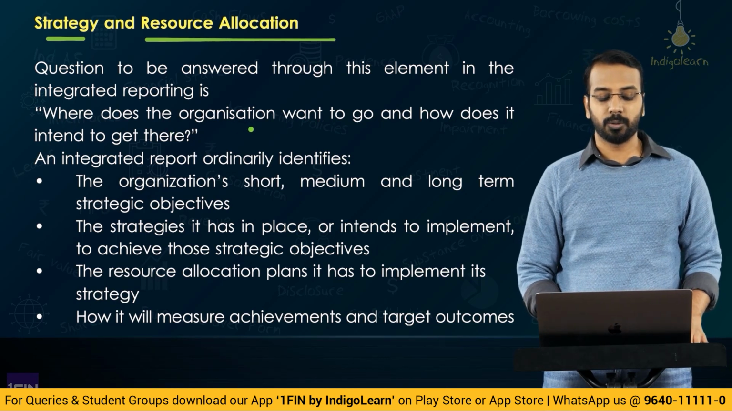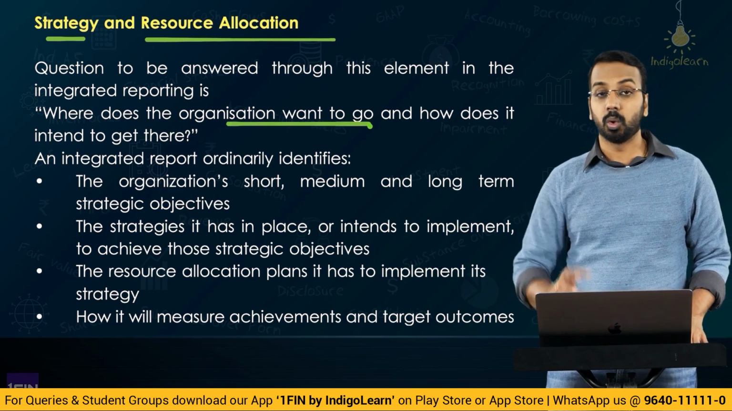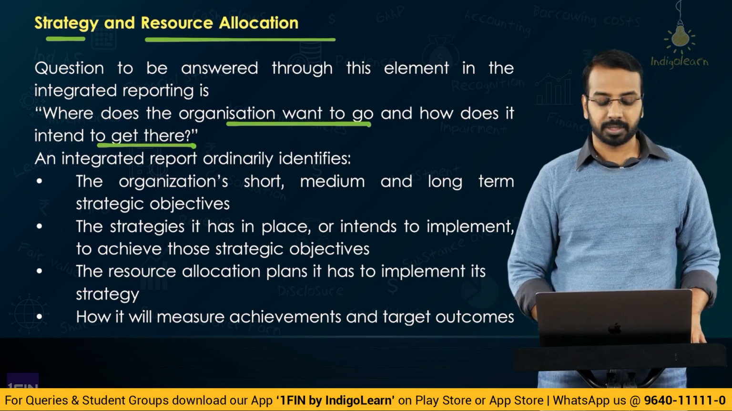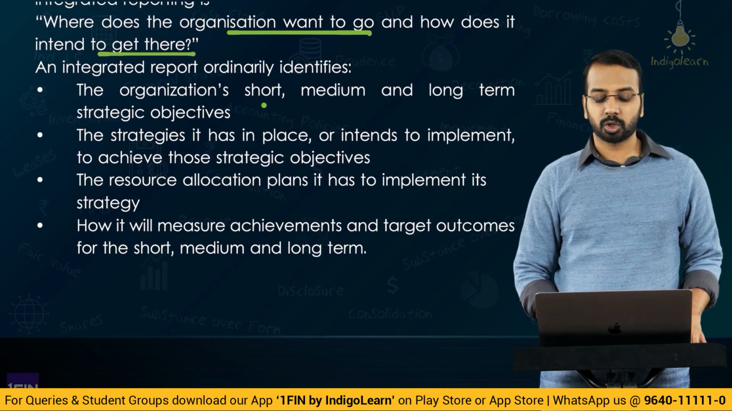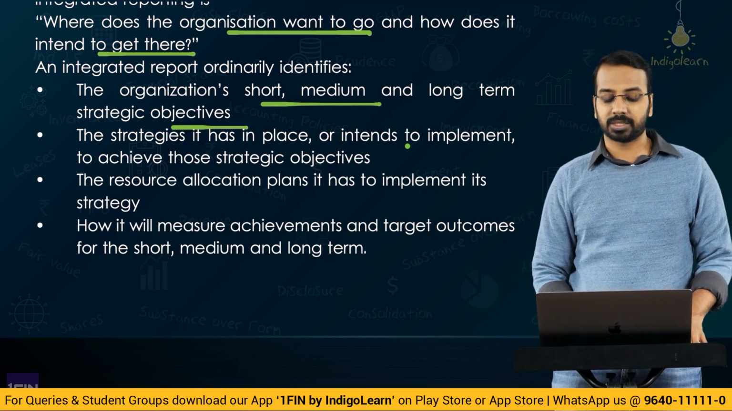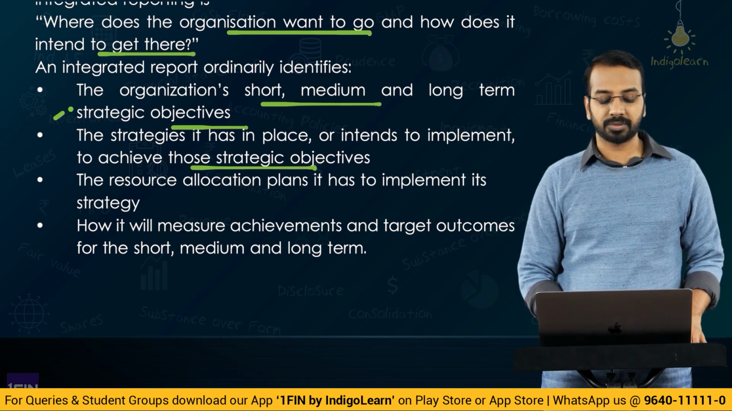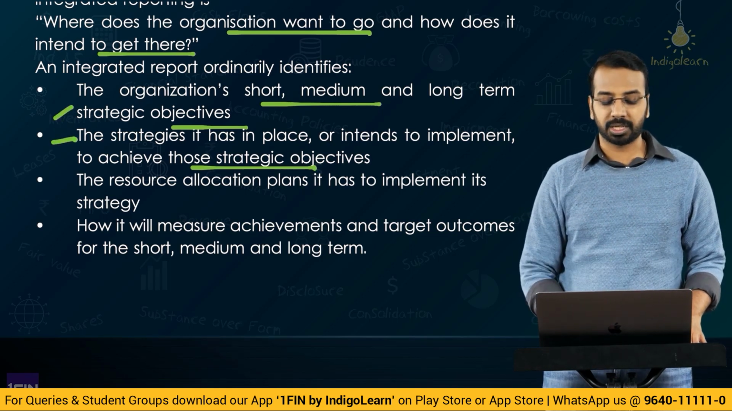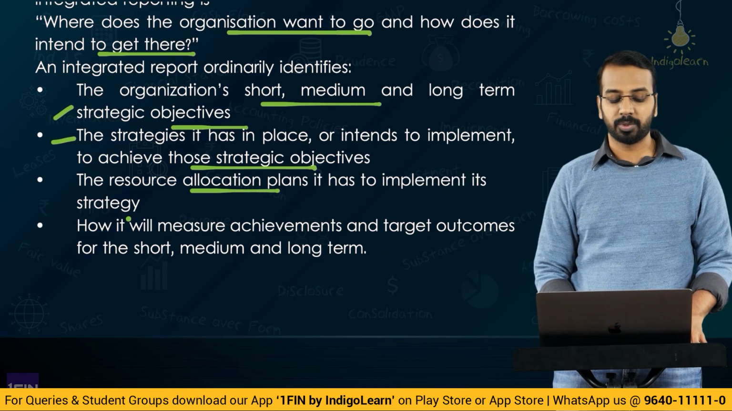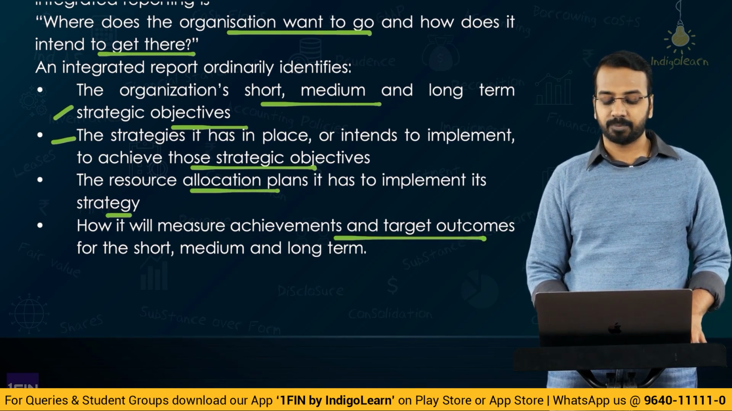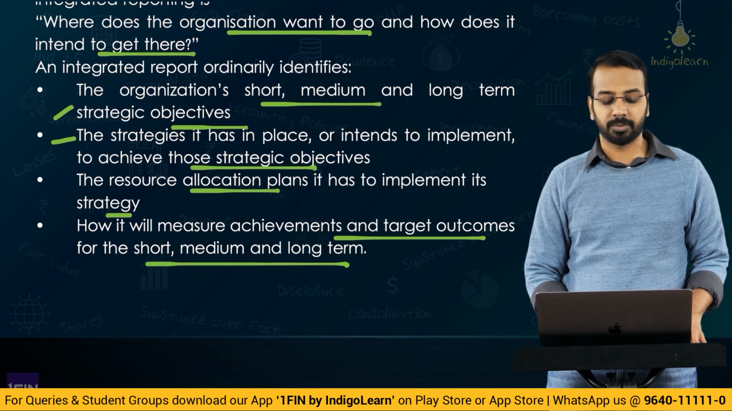So here what you are trying to do is, where does the organization want to go, the vision, and how does it intend to get there, the mission part of it, right? So it basically talks about the short, medium and long term strategic objectives, the strategies it has in place to achieve those objectives, resource allocation to implement the strategy, and how it will measure achievements and target outcomes for the short, medium and long term.